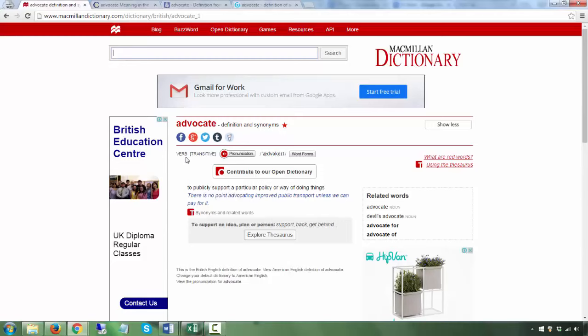So you see the way you use it here is a transitive verb, and after advocate, at least the way it's used here, would be a noun. Okay, public transport is a noun. Improved here is used as an adjective, so you use a noun phrase here. Okay, so that's one way of using it, of course. And are there other ways of using it?